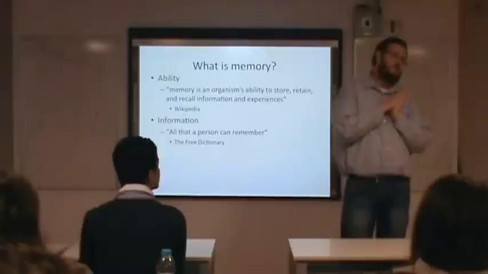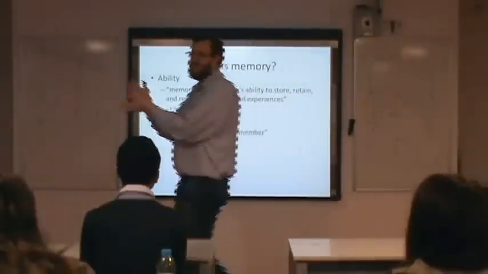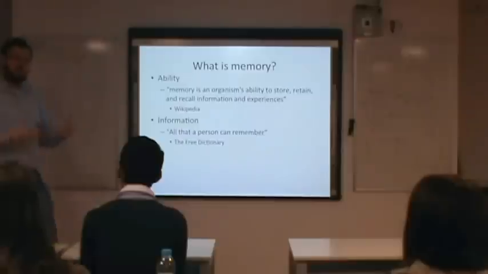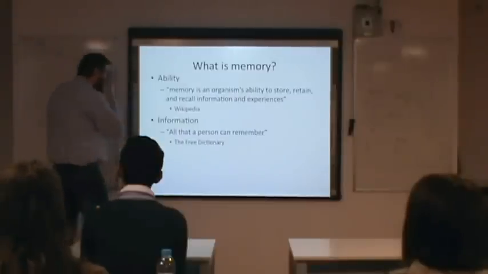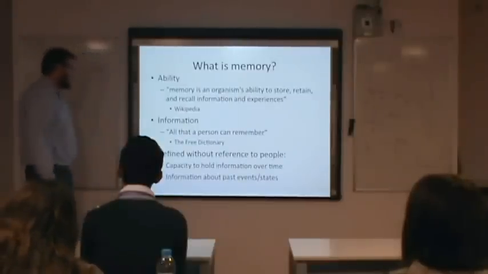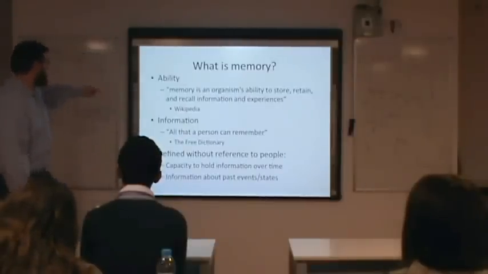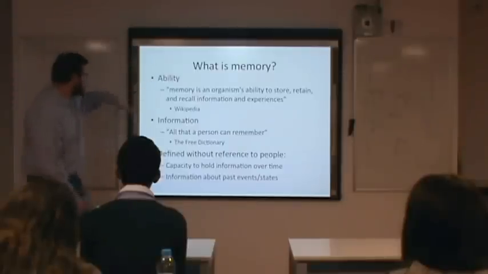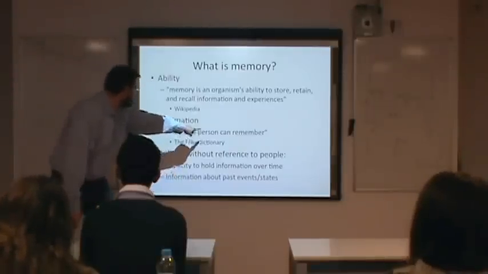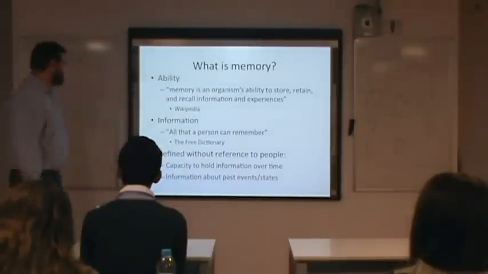So we have this information, and we call those things memories too, right? Oh, precious memories. Oh, let's take a picture. Look at this memory I have. So memory can be viewed as two different types of things. One, as an ability. Second, as information. Notice that these things refer to people. Here's a person, this is an organism, and a person is an organism.